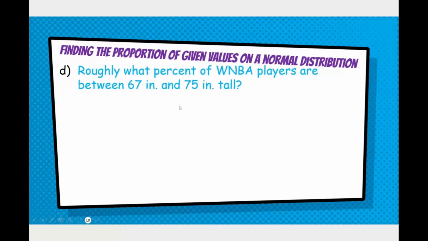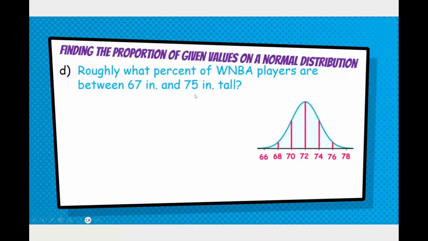Now let's look at roughly what percent of WNBA players are between 67 and 75 inches tall. Well, the upper bound is 75, so we're going to do the normal dist, and we're looking at this area right here. Not the tail ends, but in between. So this is where we do this one minus this one.